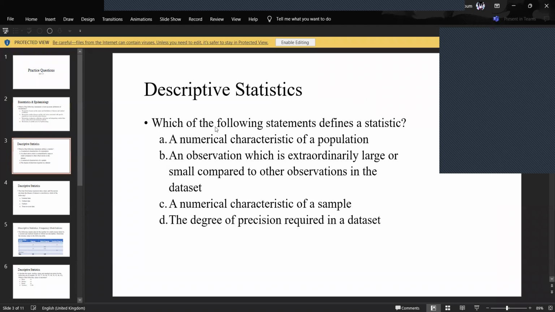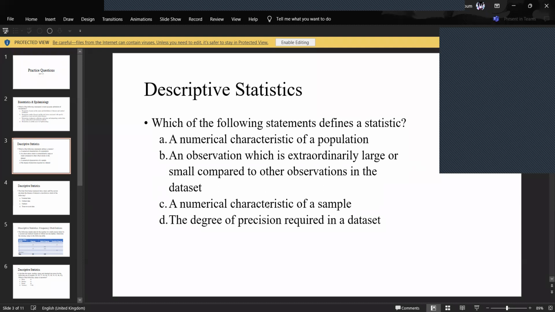Now, we have descriptive statistics as our second title. Which of the following statements defines a statistic? A numerical characteristic of a population. Well, that one's a parameter because it's of a population. An observation which is extraordinarily large or small compared to other observations in the data set. That one's an outlier because it's very far from the other observations. A numerical characteristic of a sample. That is a statistic, and so a numeric characteristic could be the mean, the standard deviation, and so on.